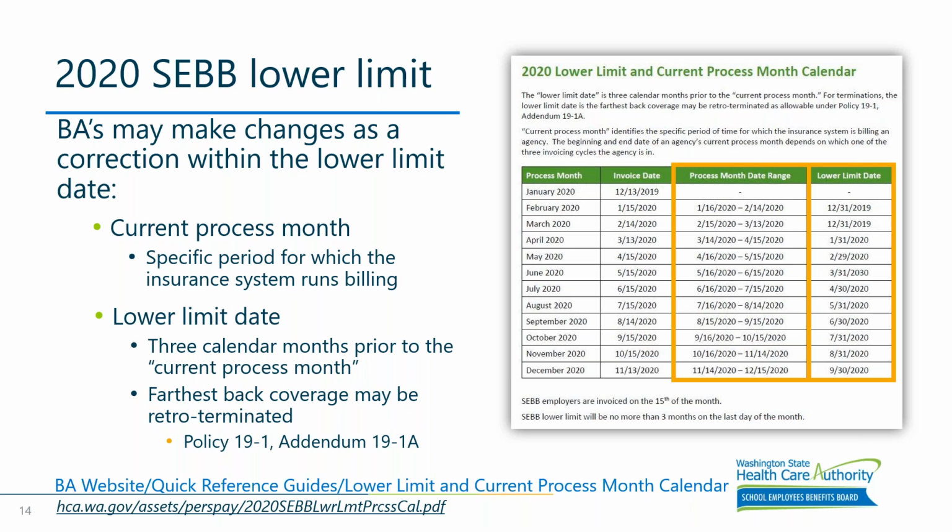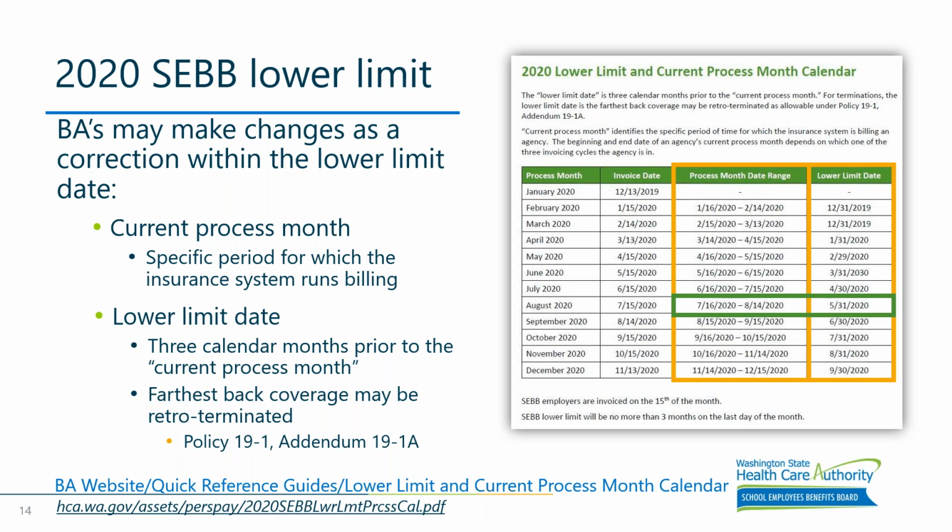So here's an example. Today is August 14th, so we would look at the process month date range, and we fall into August 14th. So BAs can go back as far as May 31st to make corrections in SEBB My Account. Anything beyond May 31st, you must send to outreach and training to make the correction in SEBB My Account.